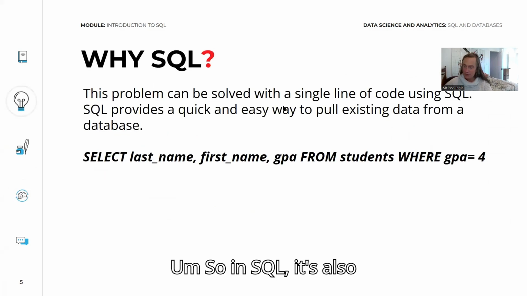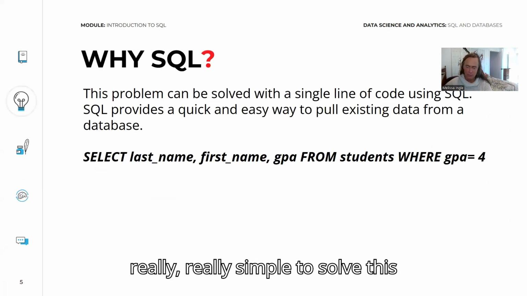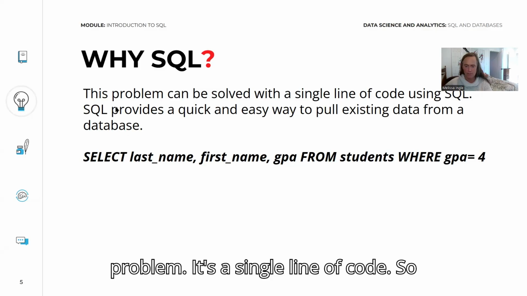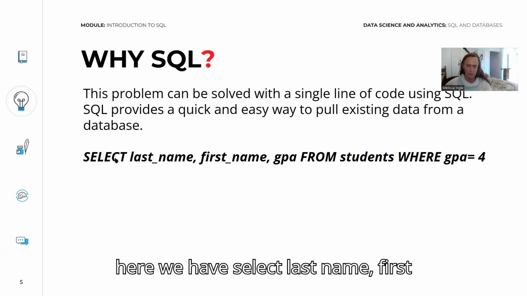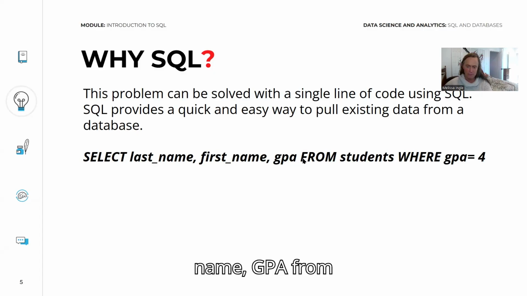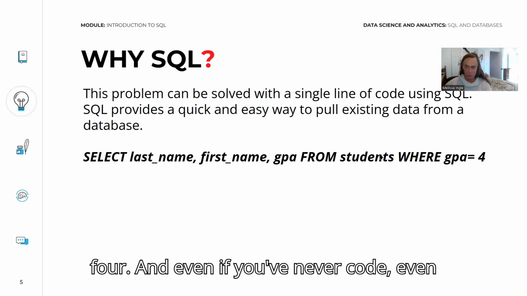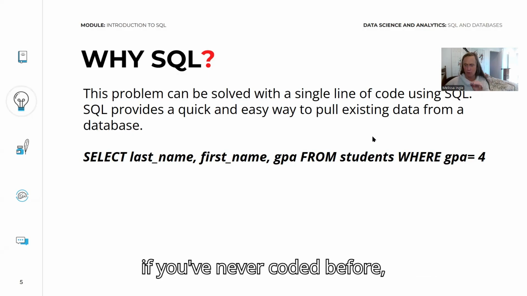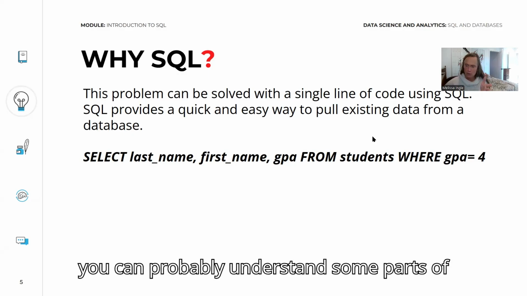So in SQL, it's also really simple to solve this problem. It's a single line of code. So here we have select last name, first name, GPA from students, where GPA equals 4. And even if you've never coded before, you can probably understand some parts of this.